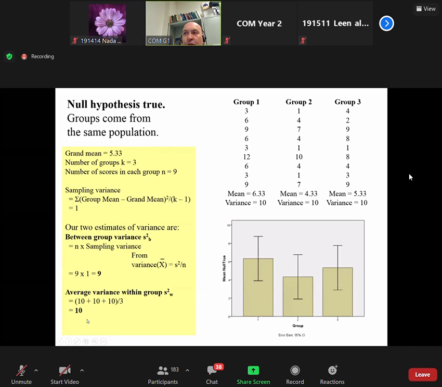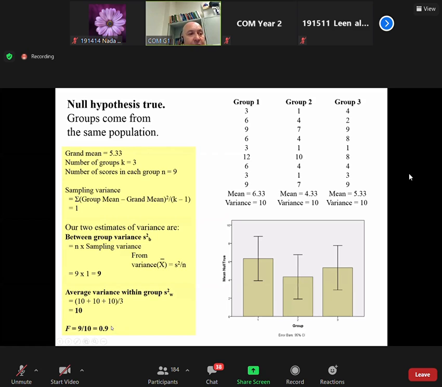Okay, what we do is we take a ratio. So we take the ratio of the sampling, the between groups variance divided by the within groups variance. Okay, so it's going to be 9 over 10, which gives us 0.9. Now, if the null hypothesis is true, we would expect our ratio to be close to 1. Now, this is pretty close to 1.